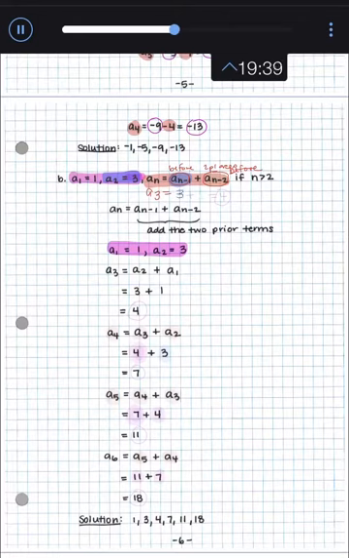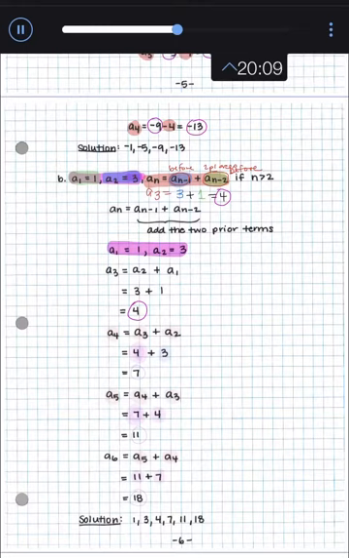Then it says add. Add what term? The n minus 2 term, which is not the one right before it, which was the second term, but the one before that even, which was the first term. Its value is 1. So we're adding the 3 and the 1, and that gets us 4. So that's what we're getting for our third term, the number 4.